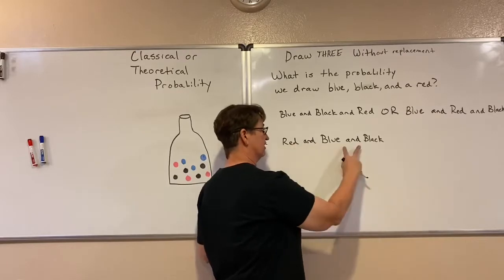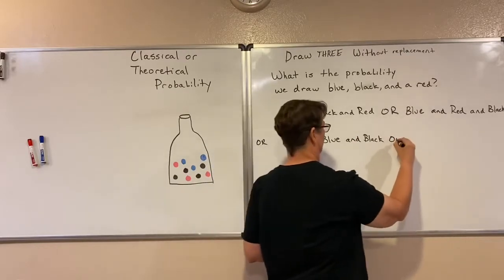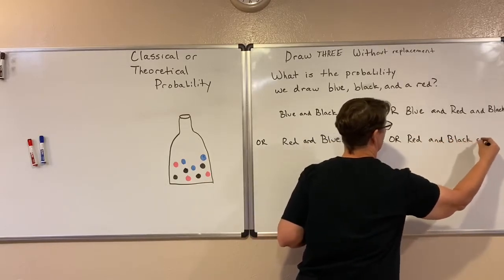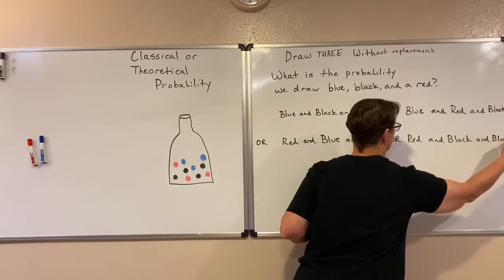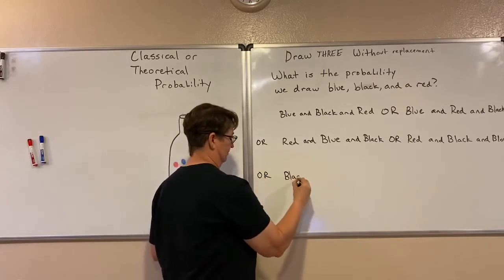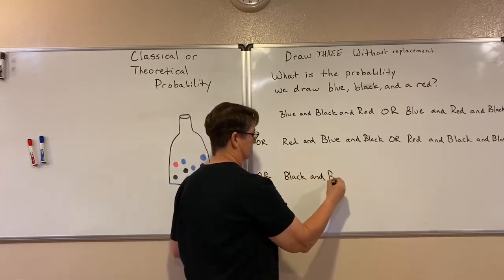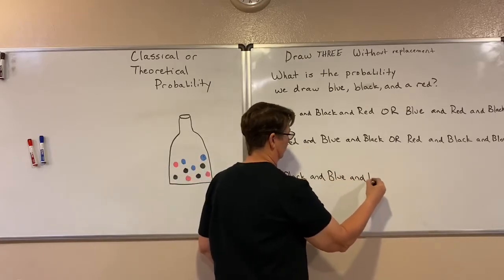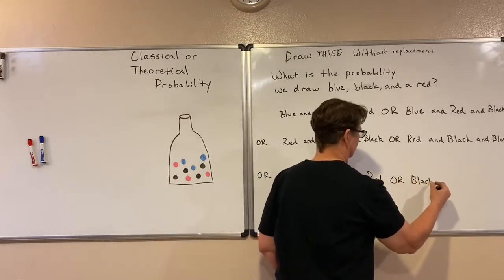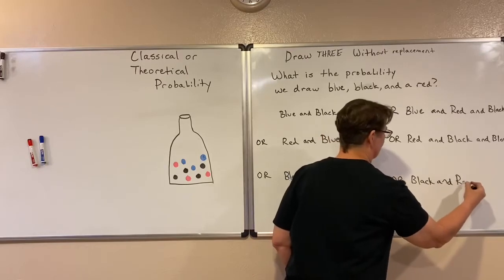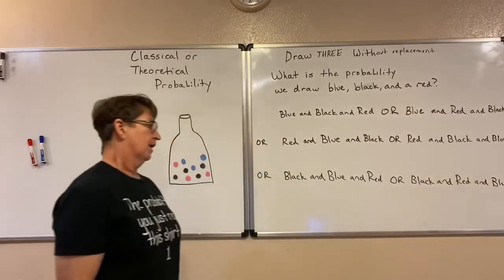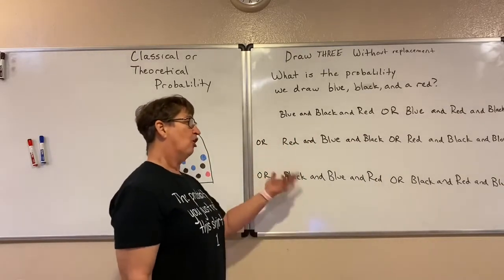So here I've got this, but I could do this. I could get red first and then get the black and then blue. So red and black and blue. But that's not all, because I could also get the black first, and then get the blue, and then get the red. Or I could get the black first, and then the red, and then the blue. I think finally I've gotten down all the different ways to do it.